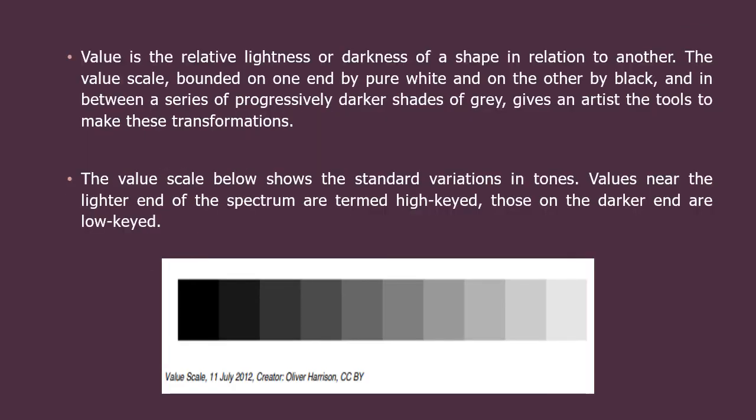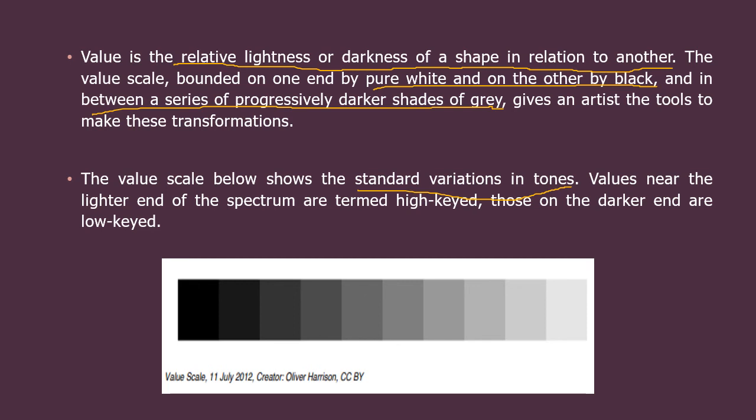Value is the relative lightness or darkness of a shape in relation to another. The value scale is bounded on one end by pure white and on the other by black, and in between is a series of progressively darker shades of gray. It gives an artist the tools to make these transformations. This is where the shading usually comes in. We can see the transformation of the shape, or more texture of the shape, by adding value to it, that is, by adding colors from dark to light. The value scale below shows the standard variations in tones.